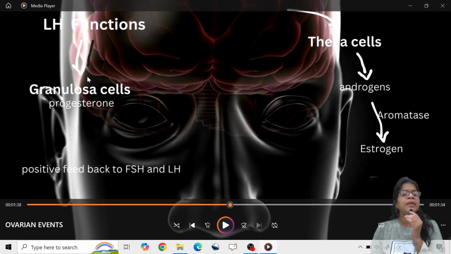At the same time, this luteinizing hormone will also give a positive feedback for your follicle stimulating hormone and the luteinizing hormone. You know that, right? This particular progesterone gives a positive feedback for follicle stimulating hormone and LH. Why does it do that? See, luteinizing hormone is very important for your corpus luteum formation. So corpus luteum formation is the thing that happens, right, during the ovulation.